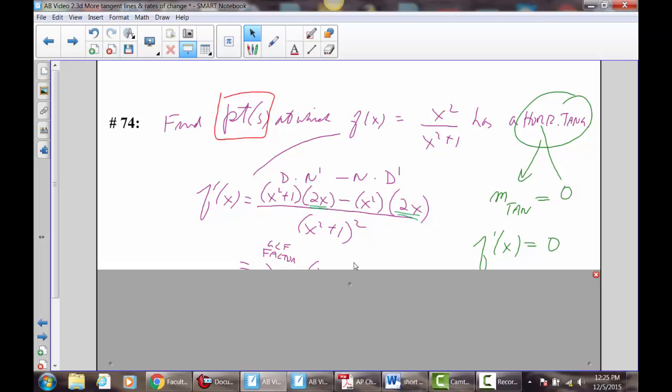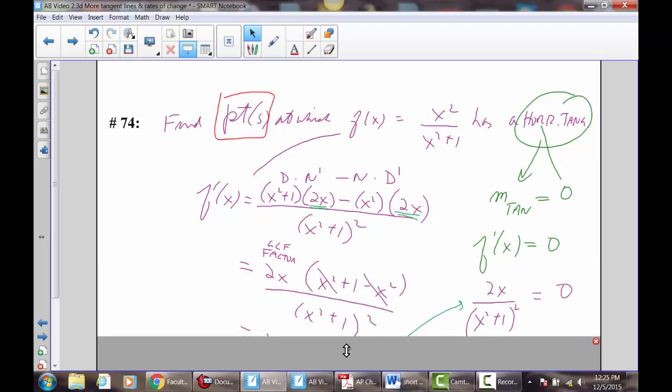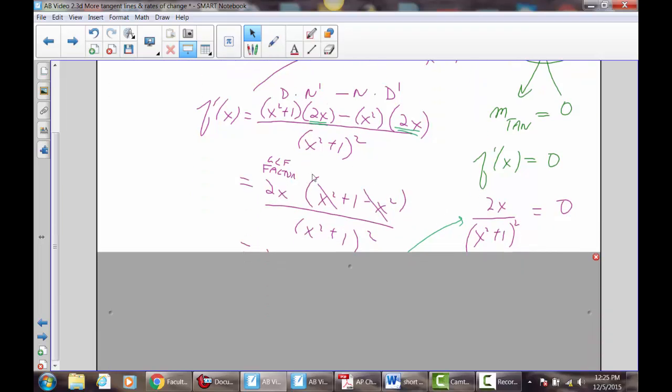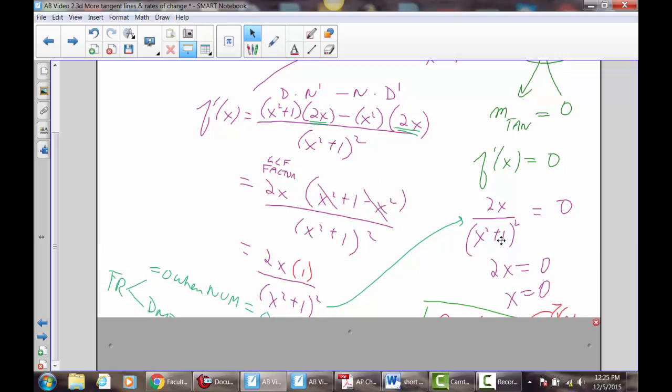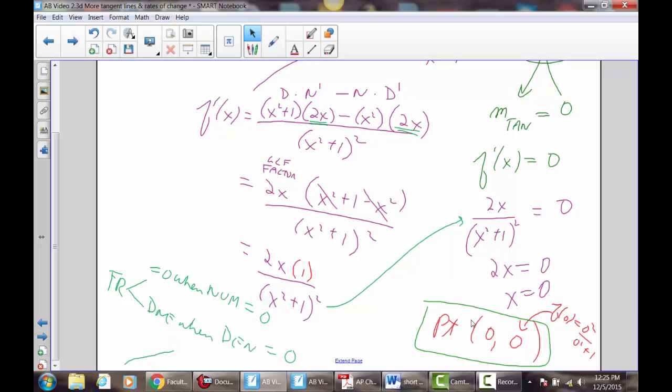The derivative here, we use a quotient rule. Now you're going to see the reason you're going to want to be factoring. So you'll notice even before I distribute, I see that I have a common factor of 2x. So 2x times x squared plus 1 minus x squared. The x squares cancel, and you're left with just 2x over x squared plus 1, all squared. And then you set that equal to 0, solve for x, and you get that x equals 0.